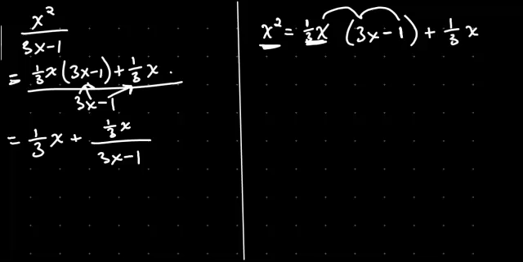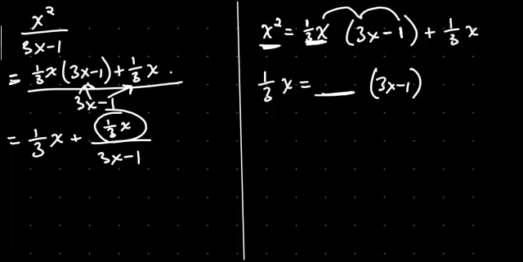So we're not done, because the degree of the numerator and the denominator is 1. I need the degree on top to be less than the degree on the bottom, so we have to go again. So I have to do 1/3 x equals something times 3x minus 1. I have to rewrite it with a factor of 3x minus 1. So how am I going to get 1/3?